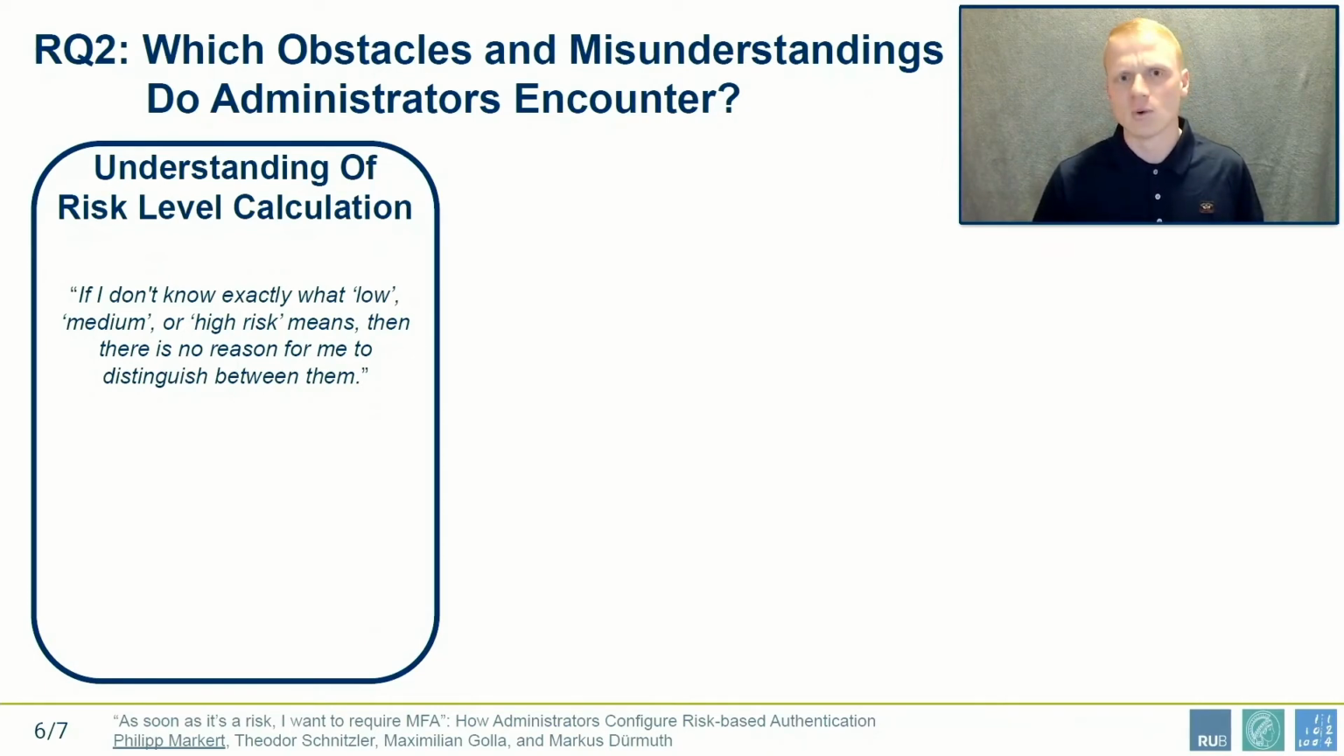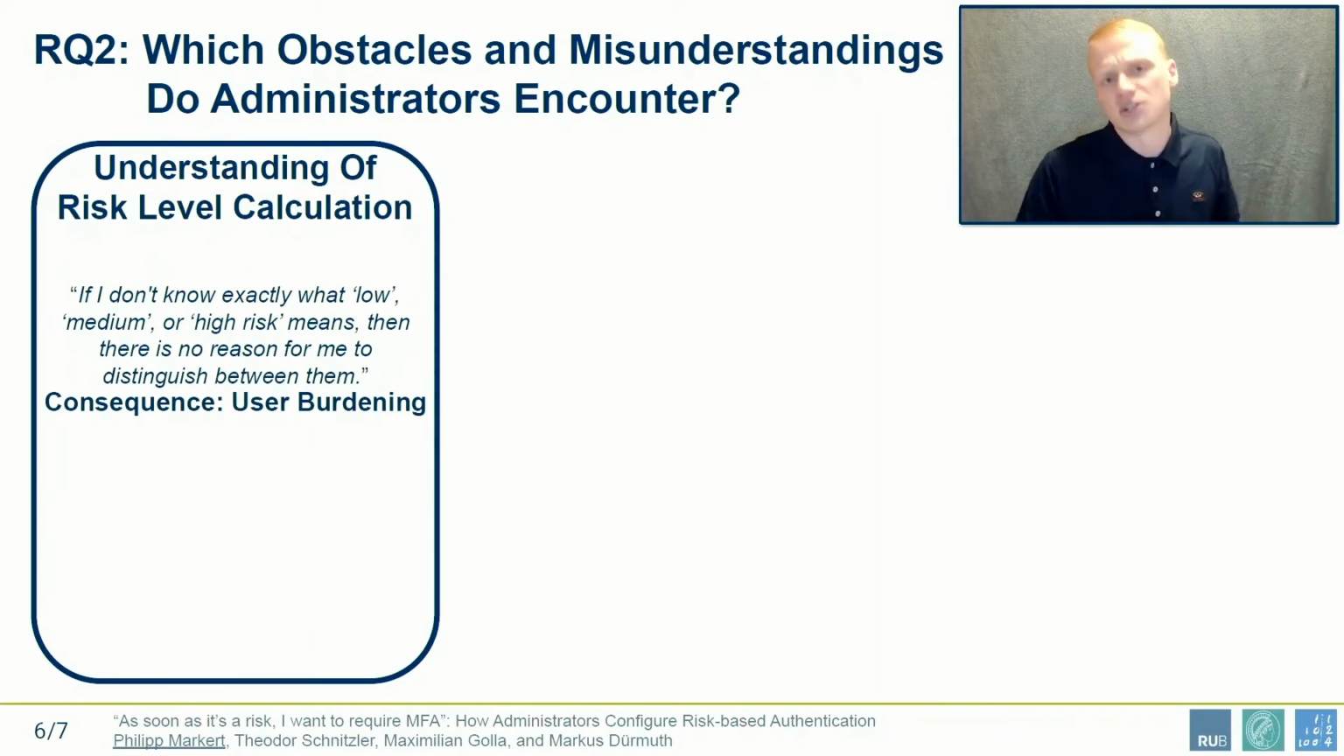And what does it mean? Well, this affects the user because there's like no difference at all between the different risk levels, and this is what risk-based authentication is initially all about. It's different outcomes based on different risk levels.